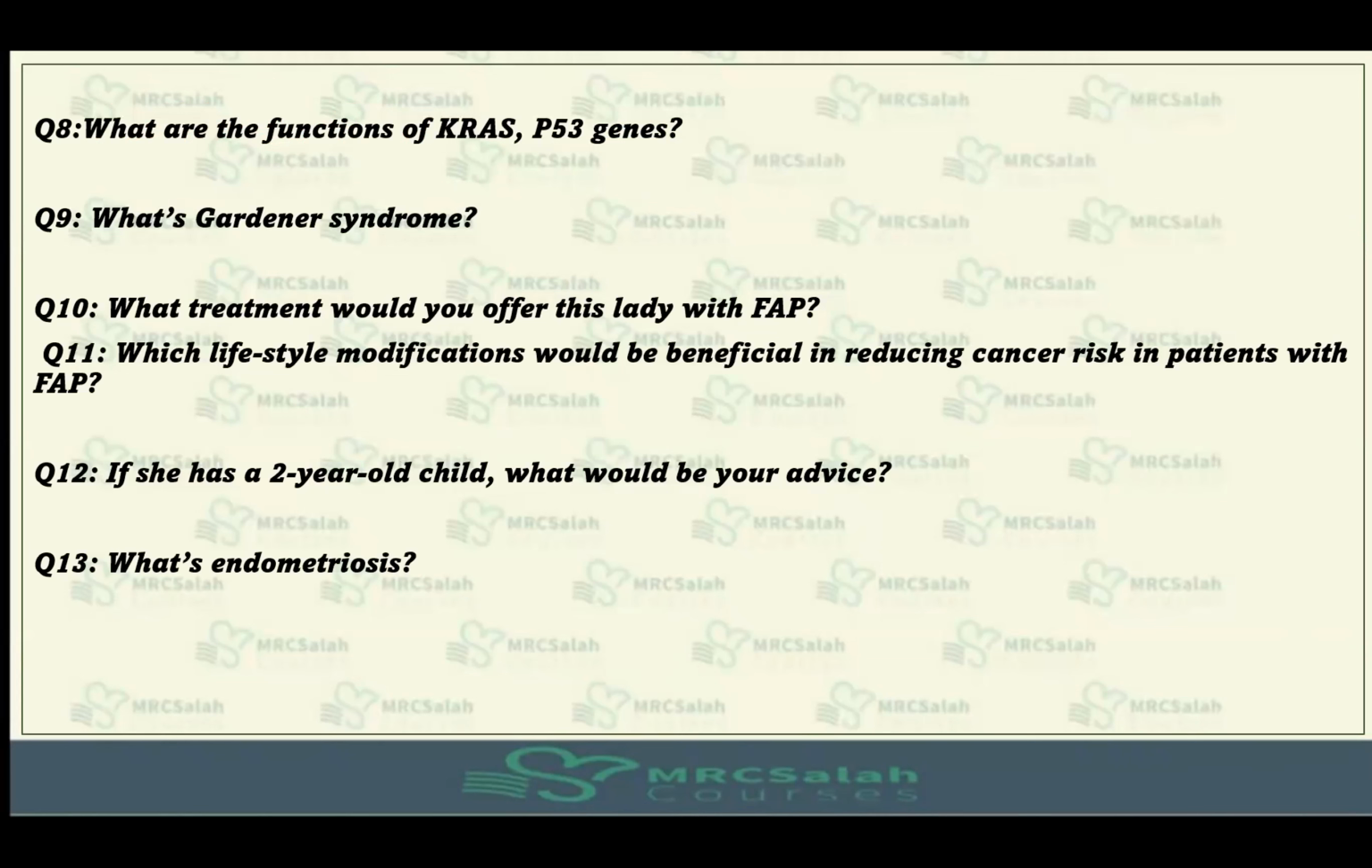Hi, Mark. What is endometriosis? Endometriosis should be, how do I put this? The endometrial cells outside the uterus, really. It's the presence of ectopic endometrial tissue outside of the uterus, simply.